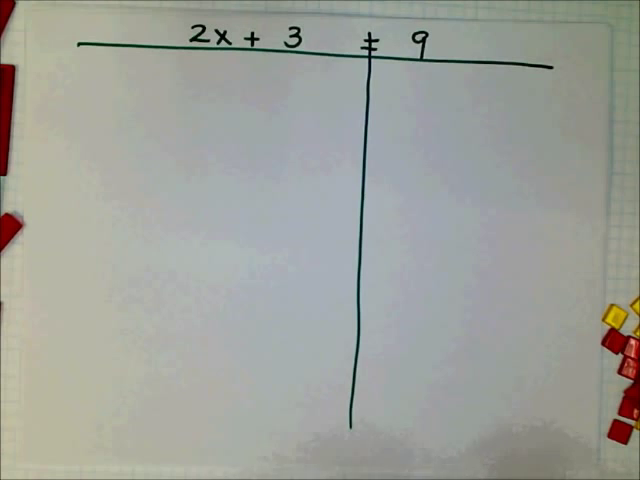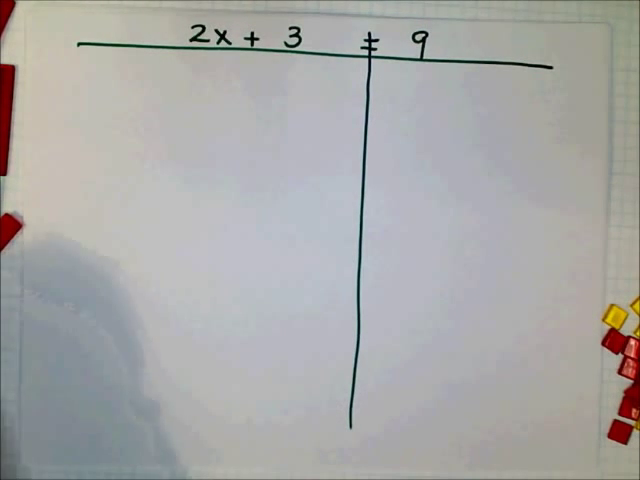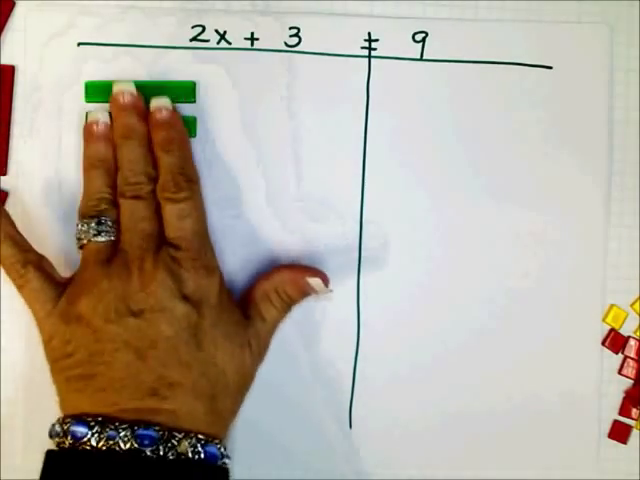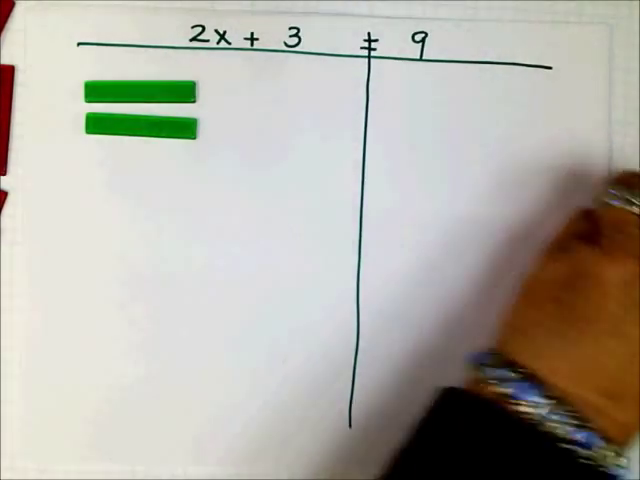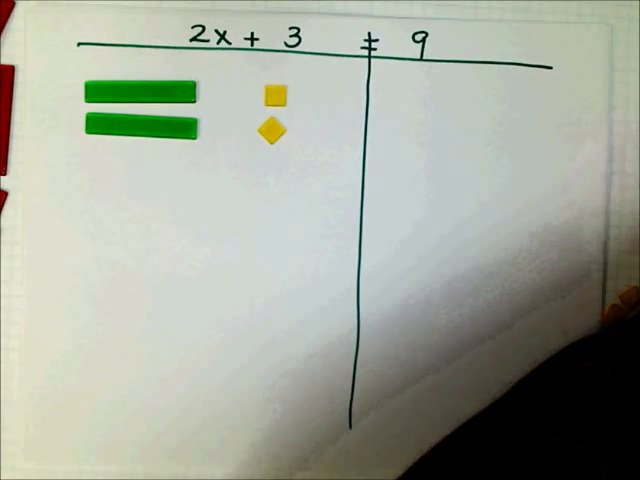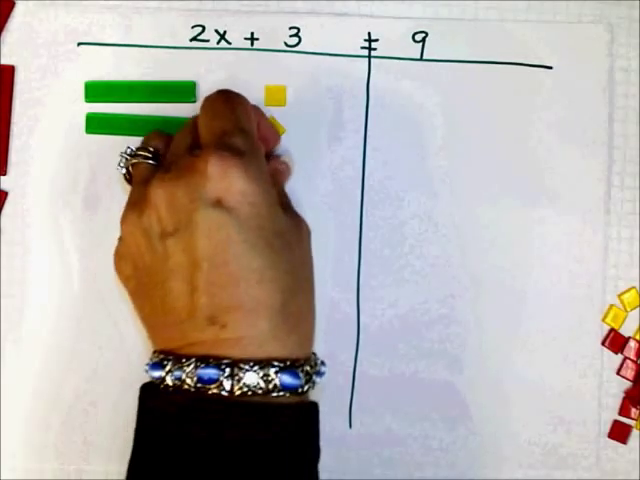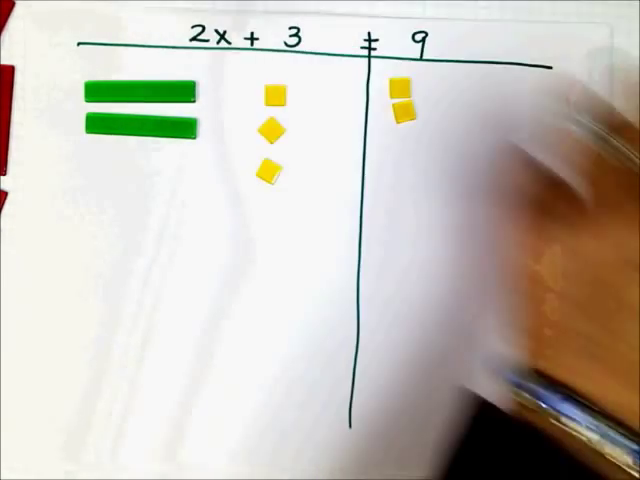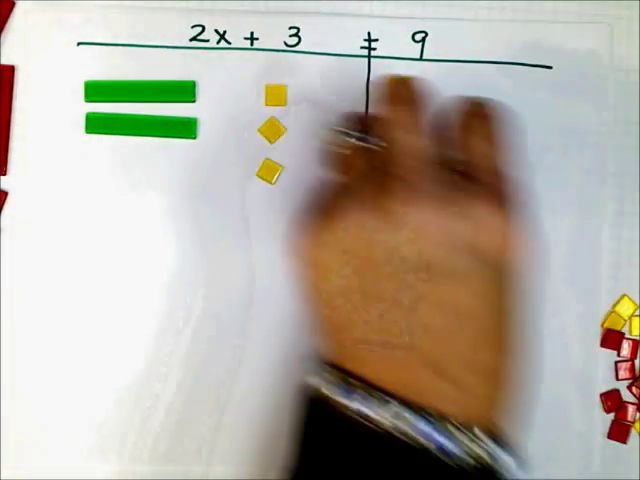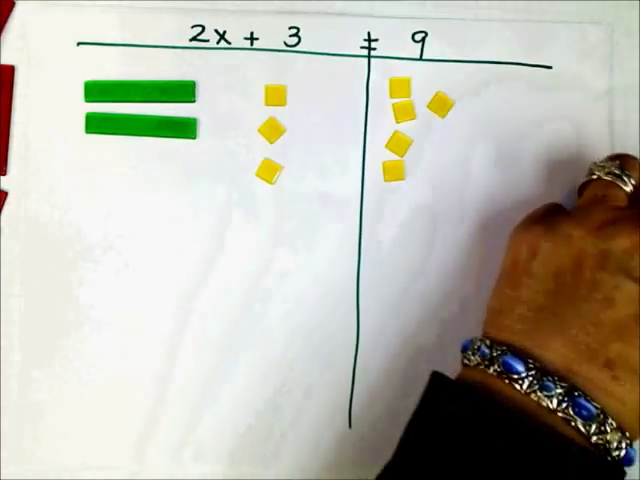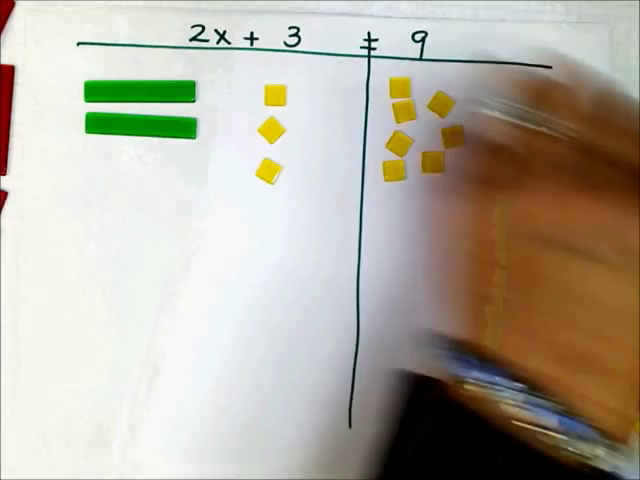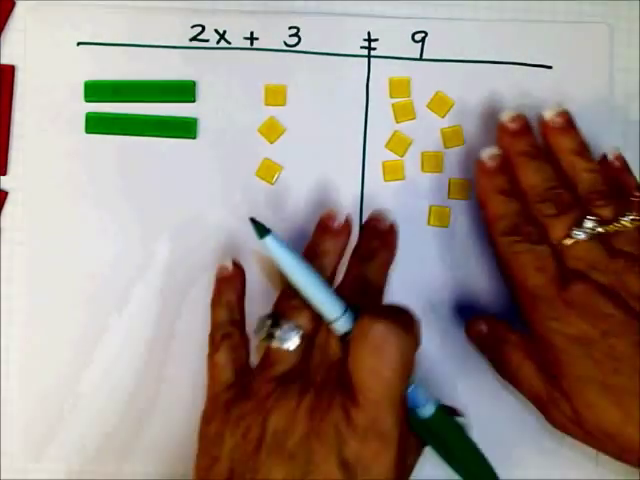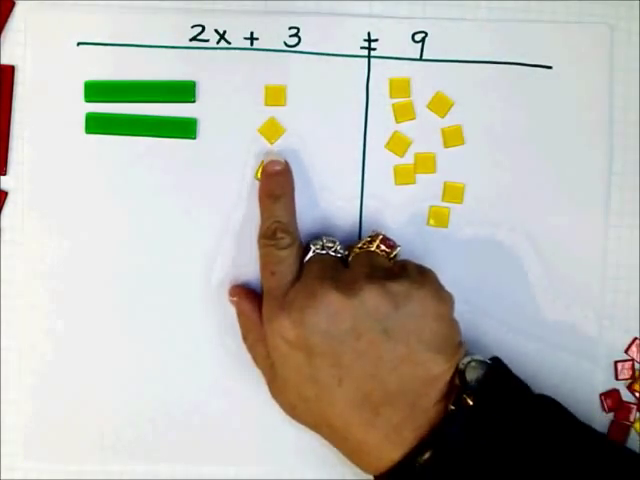Alright, now I'm going to model 2x, that's 2 x's, plus 3 equals 9. 3, 4, 5, 6, 7, 8, 9. Okay, now we need to get rid of this 3 over here.